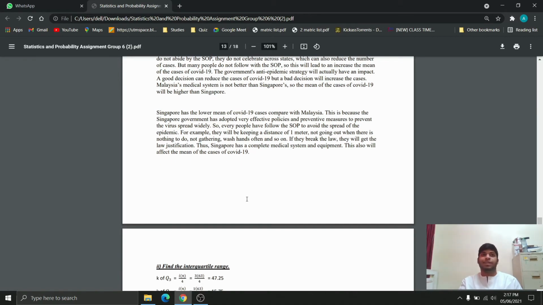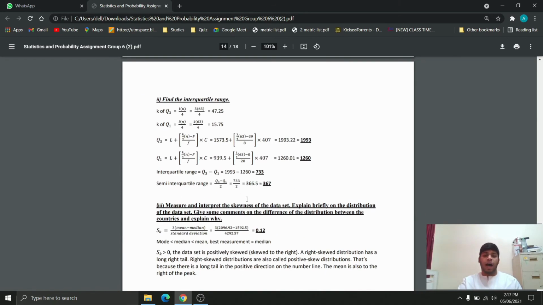So that's why Singapore has a better medical team, equipment and facilities for the people to fight against COVID. This is the main reason why Singapore has a lower mean case of COVID-19, whereas Malaysia has a higher mean case of COVID-19. After that, what we need to find is the interquartile range.